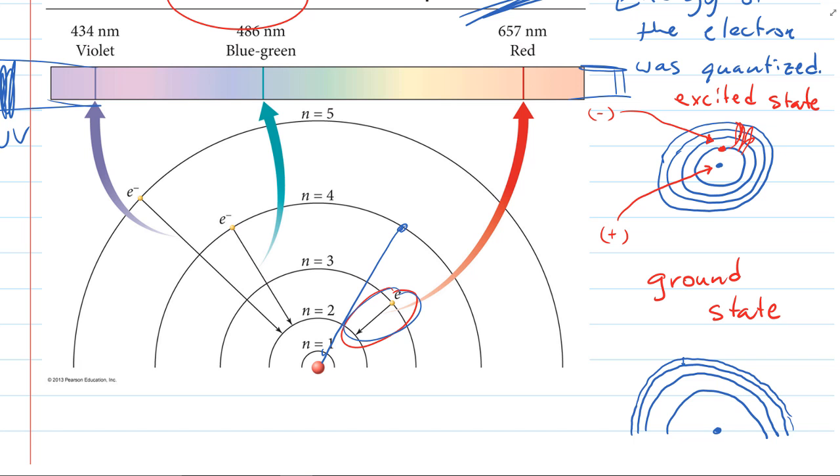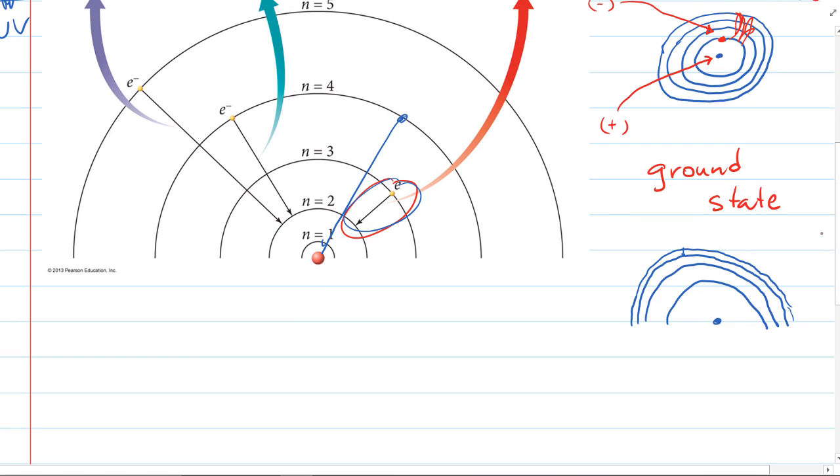Now what's kind of interesting about this is that these jumps between these quantized energy levels had a name. Anybody know what that name is? They are called quantum leaps, or quantum jumps. So these jumps of electrons between these quantized energy levels were referred to as a quantum leap.